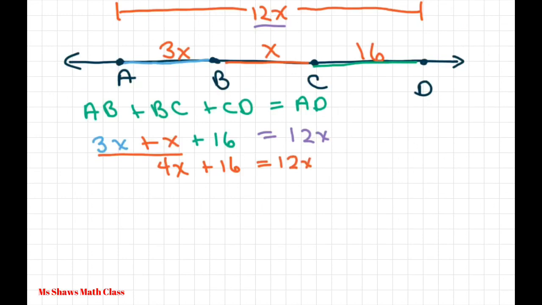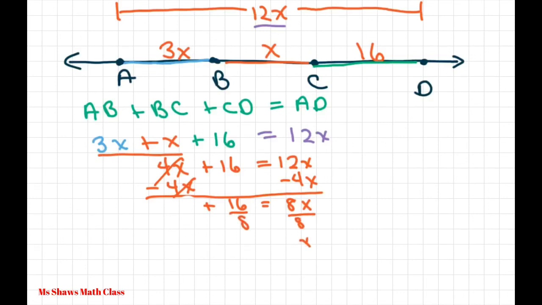Use your subtraction property of equality and solve, and you get 16 equals 8x. Just cross this out because that equals 0. Then use your division property of equality and divide both sides by 8, and you get x equals 2. So let's find the distances between cities.